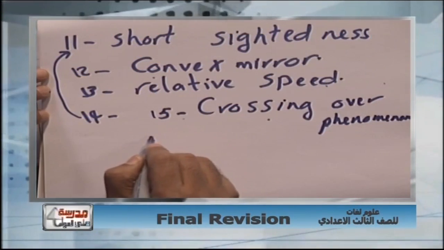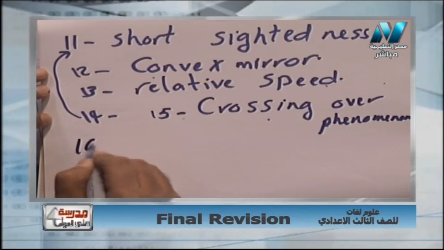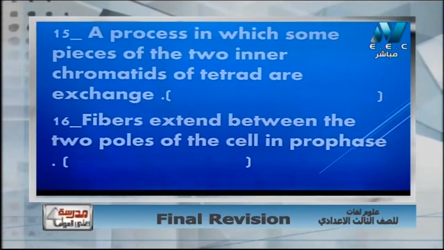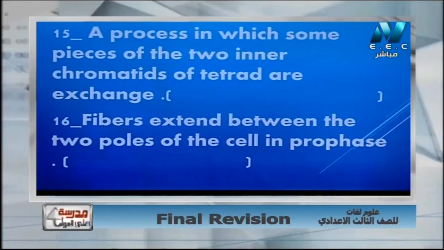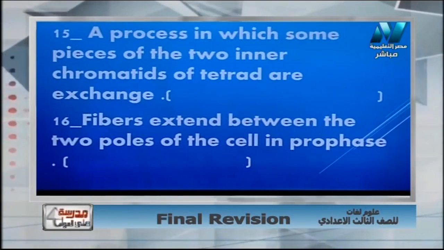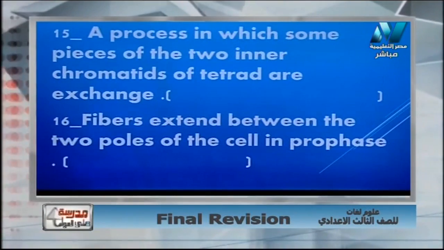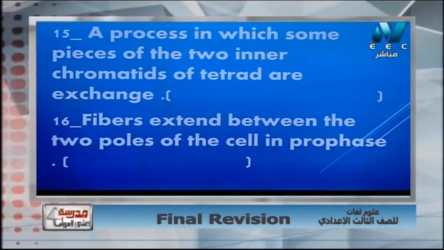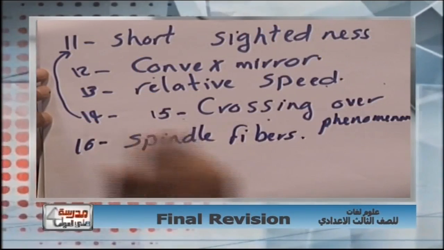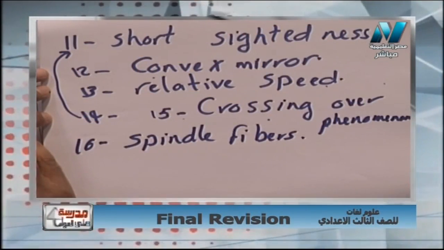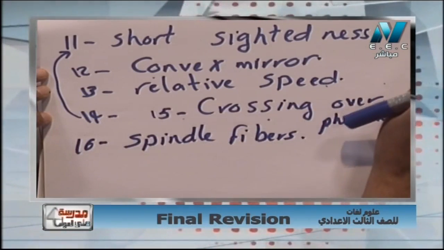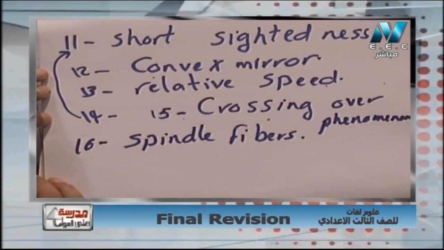Crossing over phenomenon. Number 16. Fibers extend between the two poles of the cell in prophase. Fibers. We have just one type of fibers this year. It is spindle fibers. So, fibers, spindle fibers. Fibers extend between the two poles of the cell in prophase. It's spindle fibers.